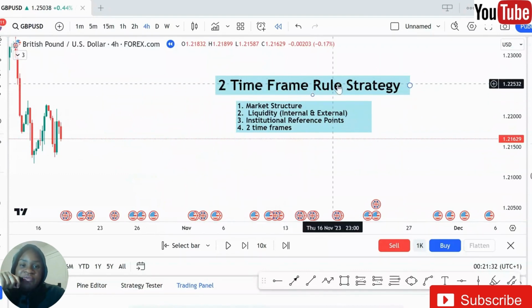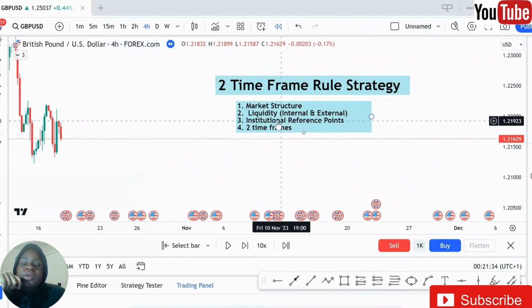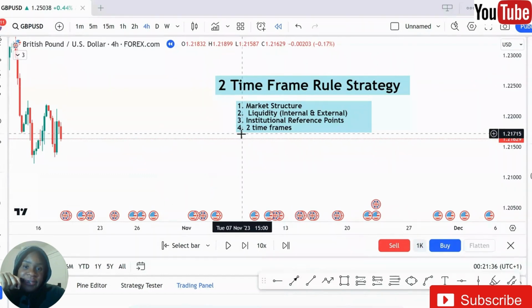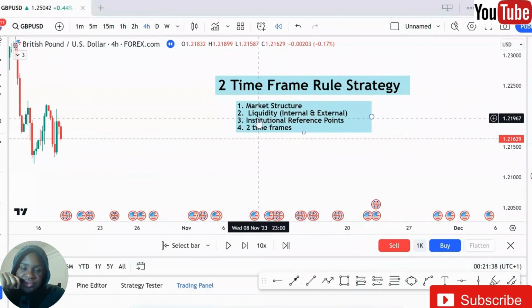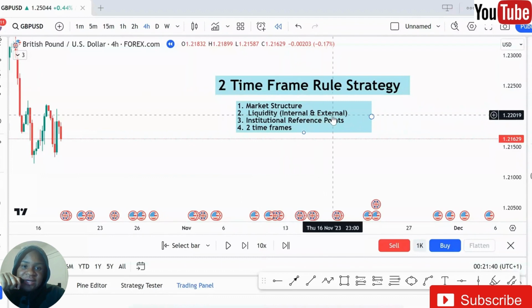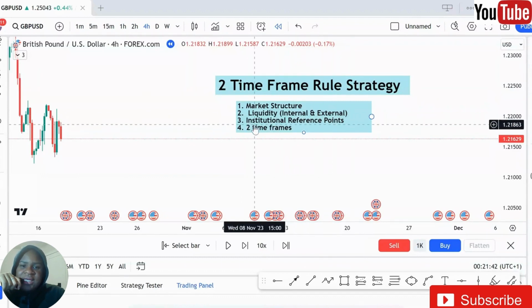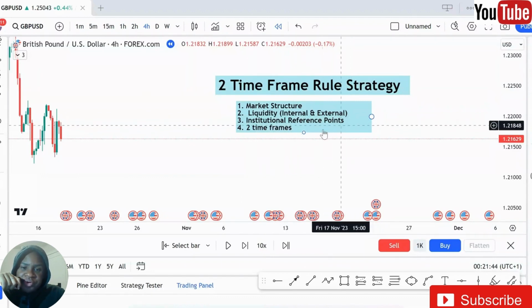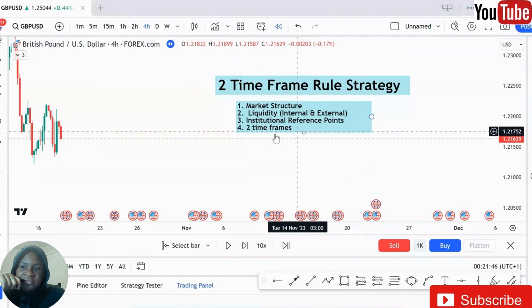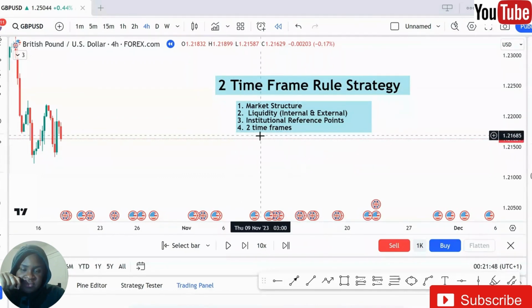Now, the two time frame rule strategy. We have to take note of all these points that are here: market structure, liquidity, internal and external liquidity, institutional reference points, and the two time frames. You're focusing on just two time frames. Now, why am I saying this? This will be a game changer for you.